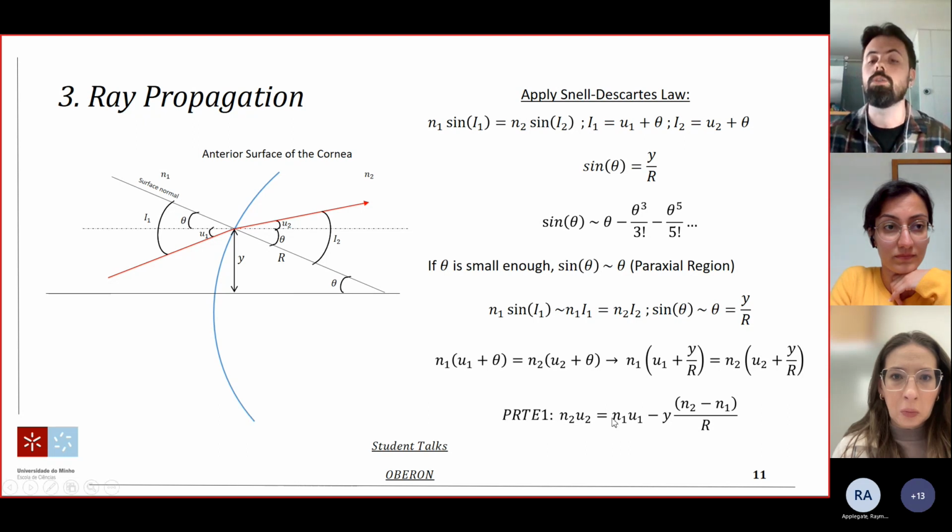If you know the index of refraction of both media, the angle with respect to the optical axis at which you are hitting that surface, the height at which you are going to hit this surface, and the radius of curvature of the surface, you are going to be able to calculate this new angle.